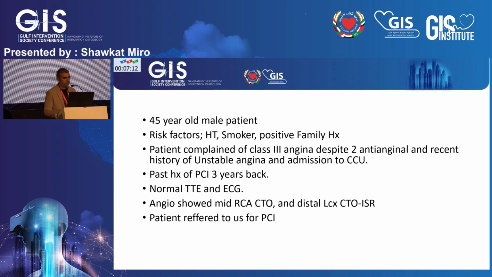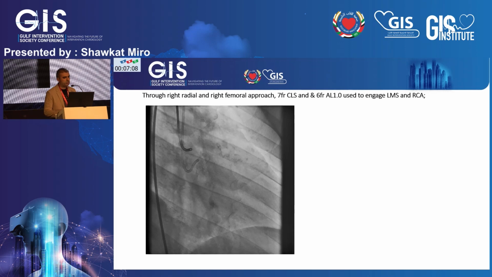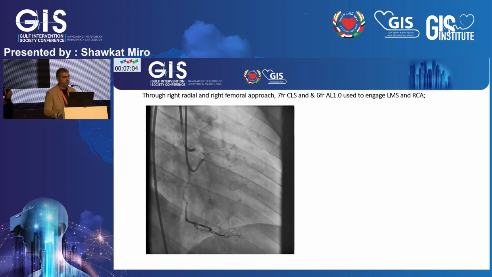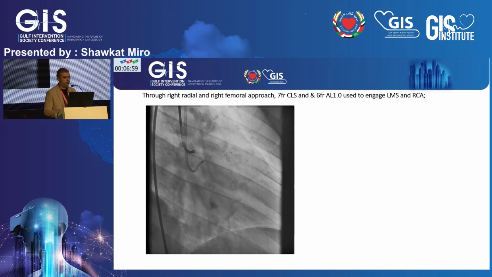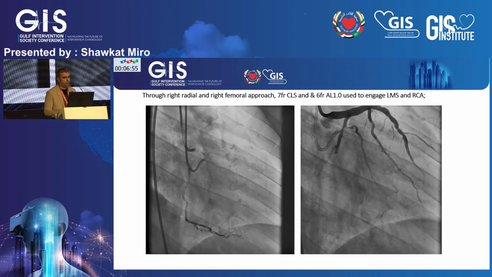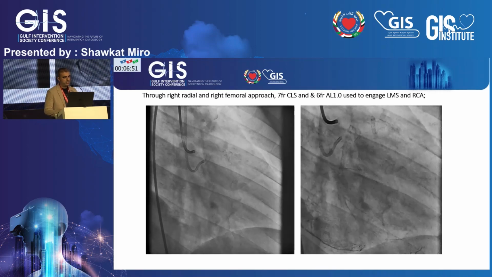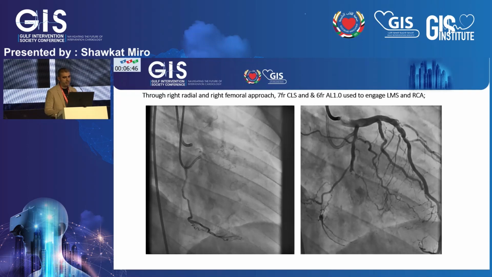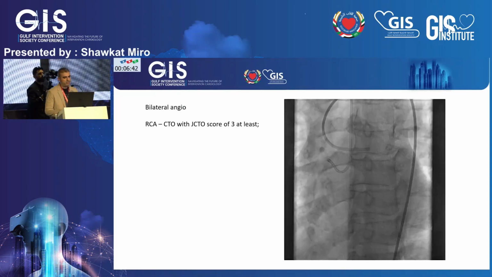So the patient was referred to us for CTO PCI, and we started with a femoral and radial, right femoral, right radial approach, using a 6 French AL1 for the right coronary artery and an EBU 7 French or CLS for the left system. This is the RAO shot for the right coronary artery, this is the left system angiography, and this is the bilateral angiography.